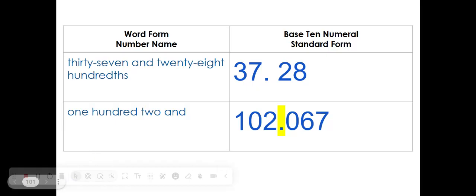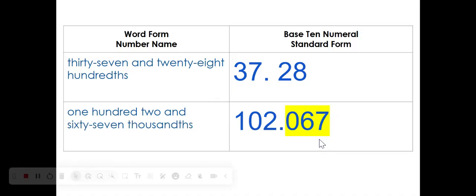Now I need to think about how I am going to say and write this decimal that comes after 102. So I see a 0, a 6, and a 7, and I know I can say that as 67. But I need to look at where that last digit is in my number, in my decimal, and I see that that last digit, that 7, is in the thousandths place. So we do have 67, but the way we would say and write that is 67 thousandths. So just like what we would say, we will write 67 thousandths.